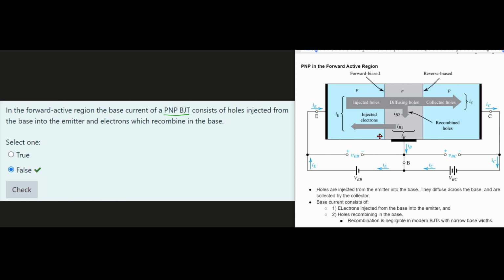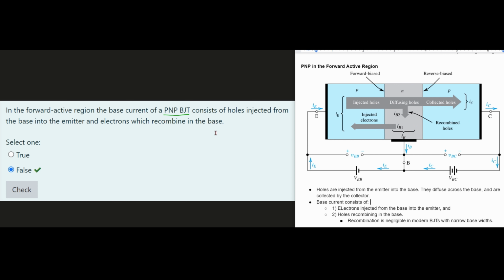So we're going to go from our base, we can see that the injected electrons, we have this arrow right here, they go from the base into the emitter side. The holes are recombining with the base, that's where the diffusing holes is. Recombining is negligible in modern BJTs with narrow base widths. So recombination from the holes, if we have a narrow base, would not be as present.